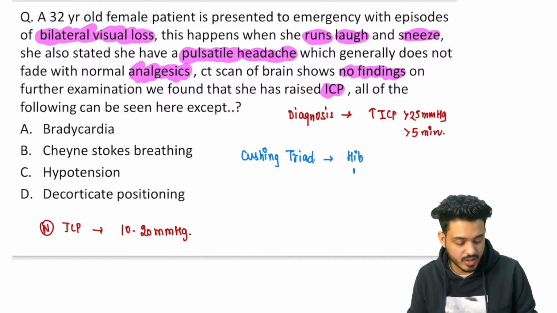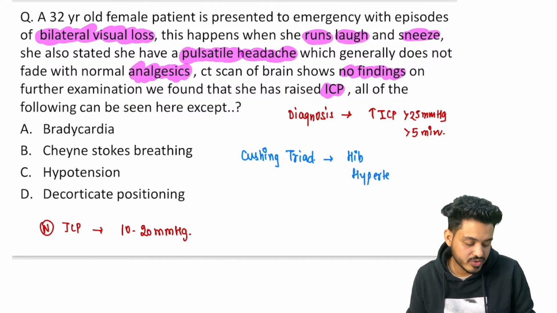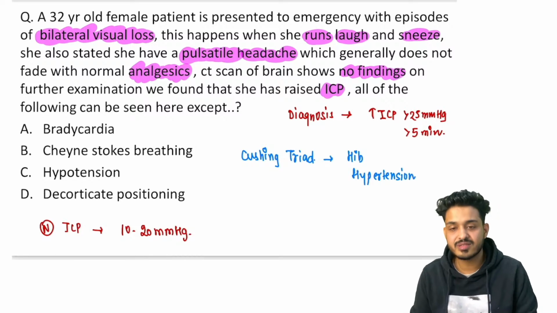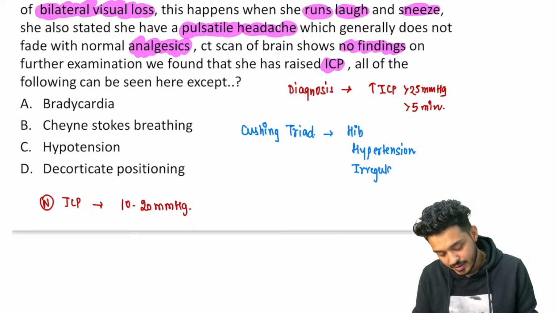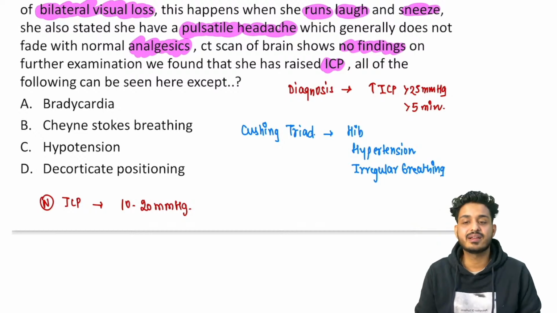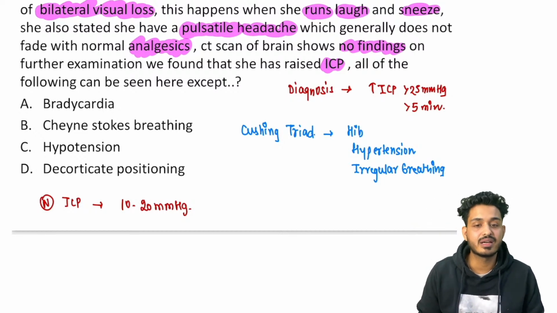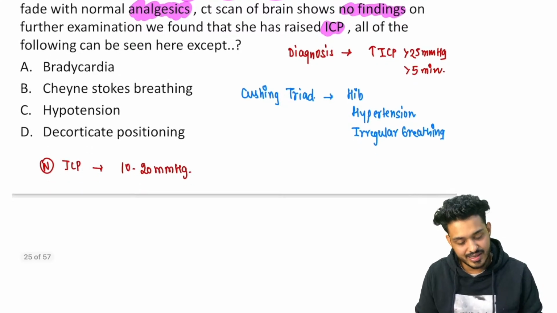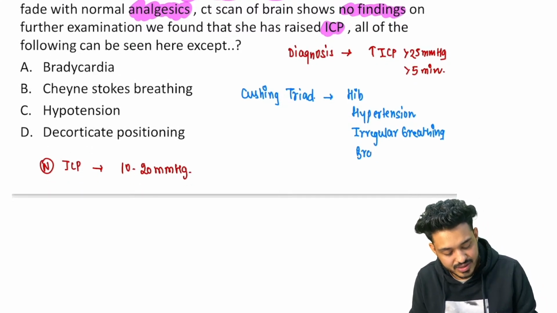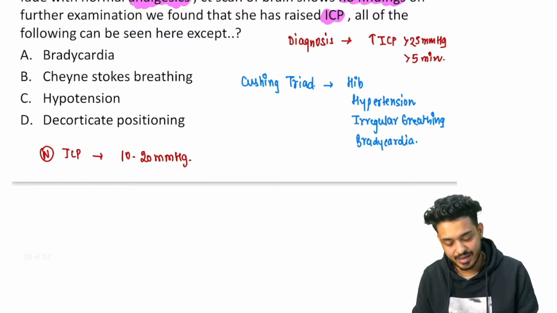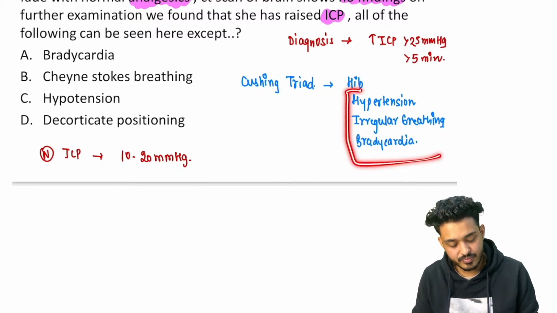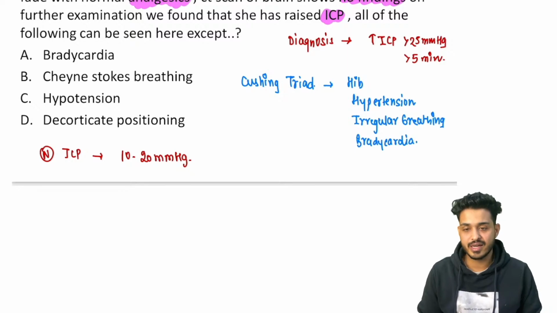What is this H? This patient will be having hypertension. Hypertension is a part of Cushing's triad. I, there will be irregular breathing. I taught you in physiology: irregular breathing pattern, Cheyne-Stokes breathing pattern, in increased ICP, right? Along with that, this patient is going to have bradycardia. This is Cushing's triad. So here all three things are present: hypertension, irregular breathing, bradycardia, right?